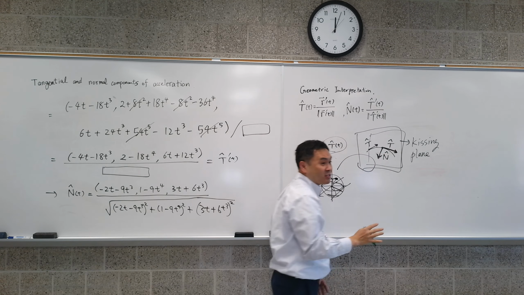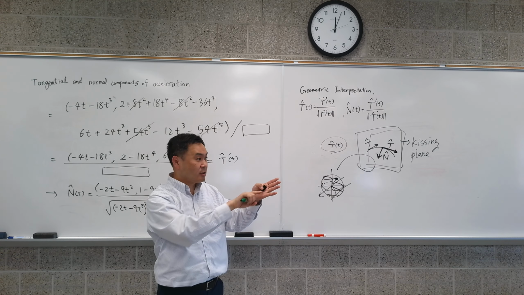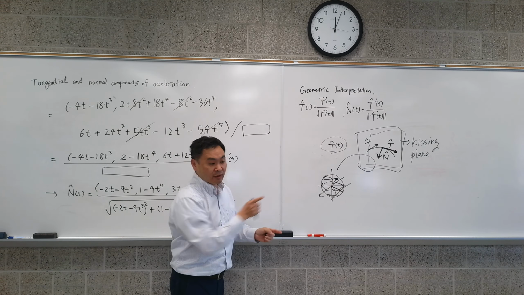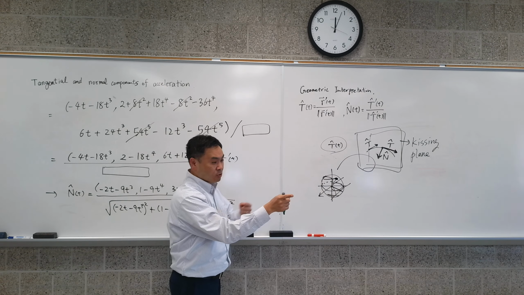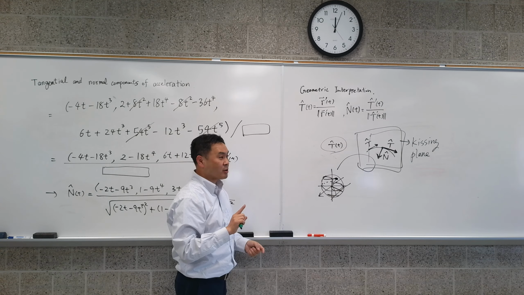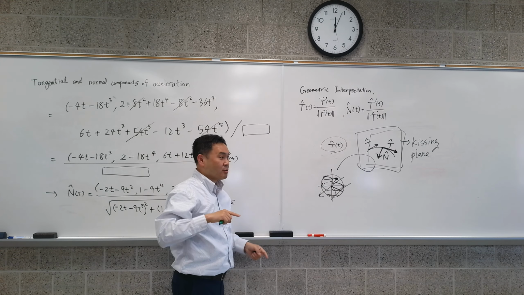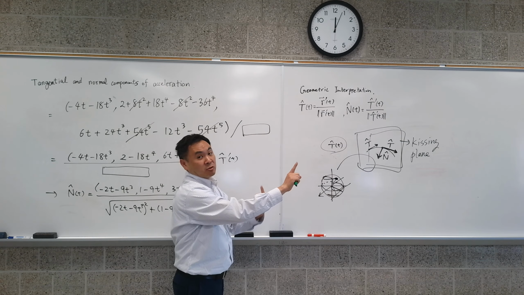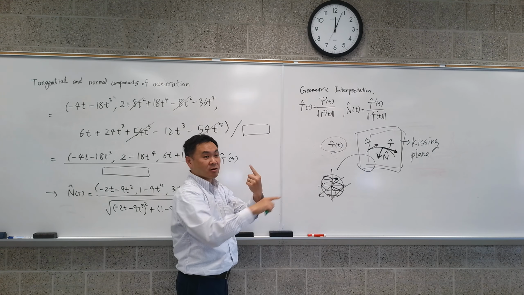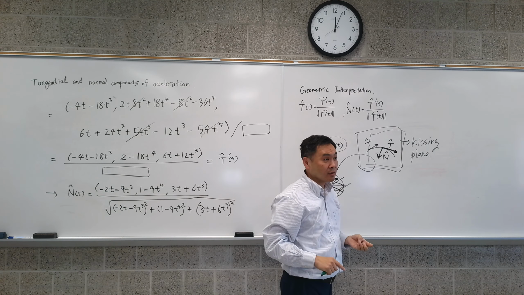Because at this point, it's the closest plane to the curve. Right? So if the curve is going that way, then the unit normal vector will be pointing this way. If the curve is going like that, the unit normal vector will be pointing this way. If the curve is turning this way, then the unit normal vector will be pointing that way. Does that make sense? Because this tells you how the curve is turning.